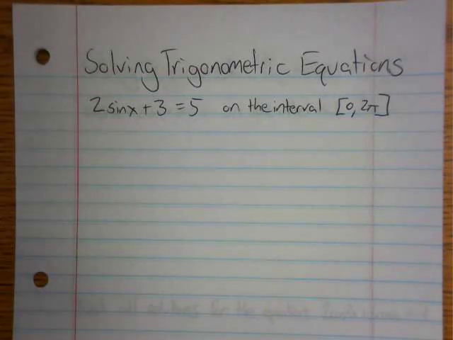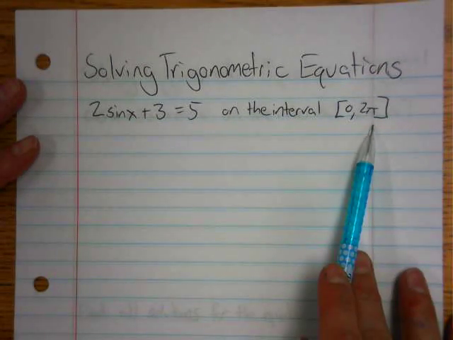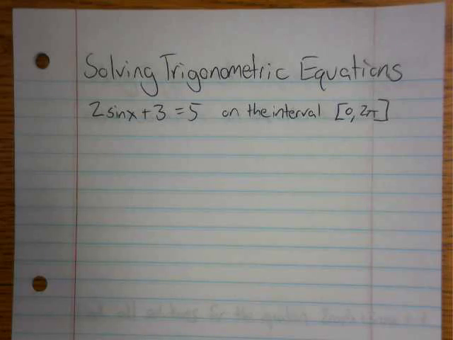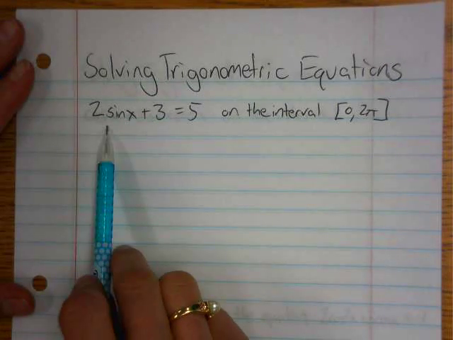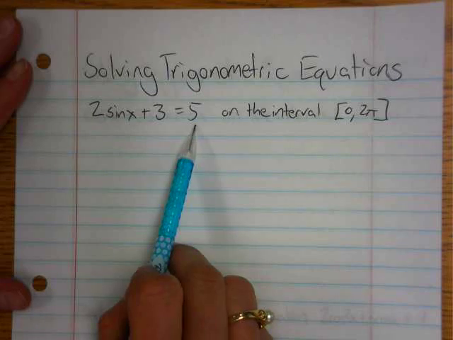Alright, so in this video I'm going to talk about solving trigonometric equations. So I'm going to be solving for any x values on the interval from 0 to 2 pi that would make this equation true. Now, if I was on a calculator section, I do have the option of graphing this function and seeing where it's equal to 5 and finding the intersection with 5.